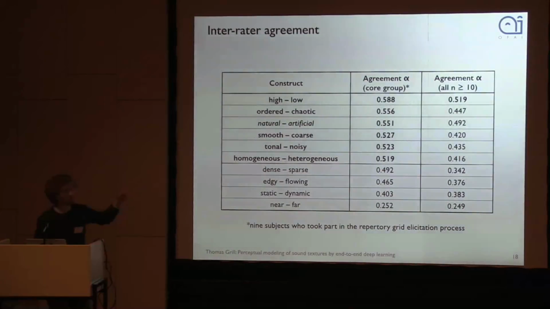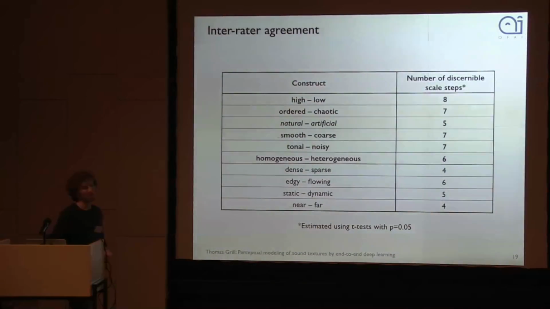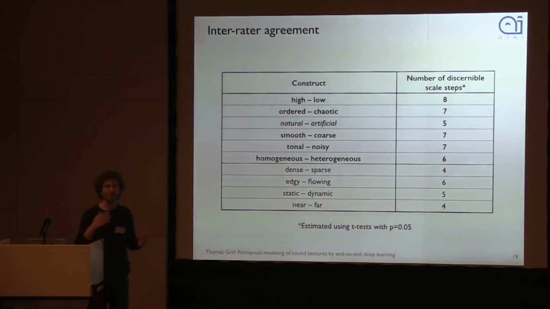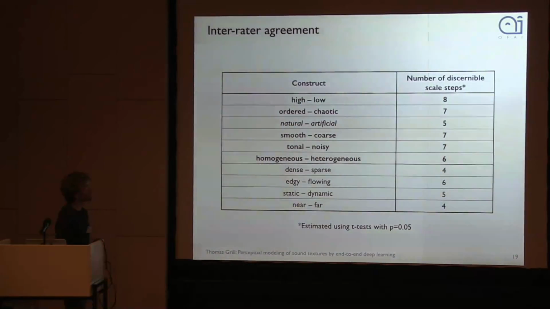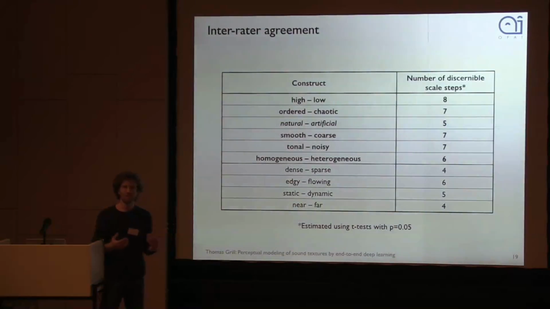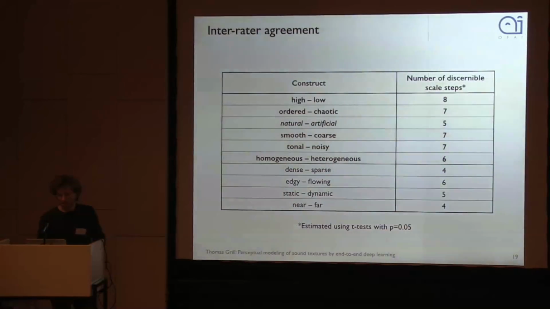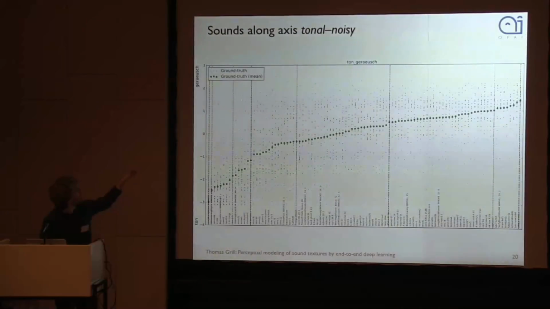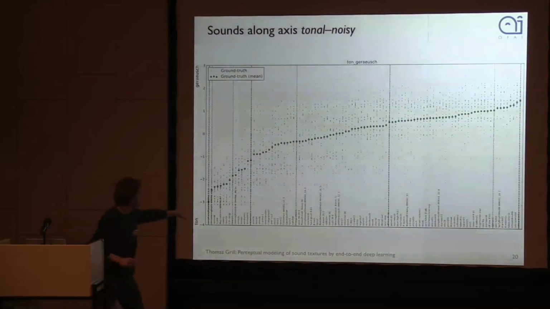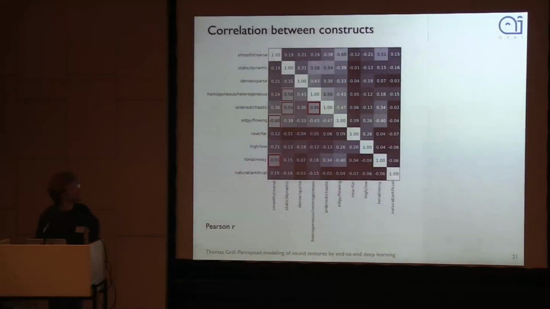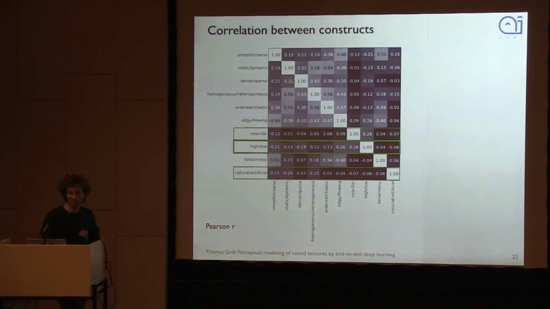What is also possible, since the agreement is so poor, is to measure how many discernible steps are actually possible. So it's more an ordinal scale. It turns out that there are 5 to 8 steps on the ordinal scale that are statistically significant. For the quality of tonal noise, it would look like this, where the steps are pronounced at the extremes and less pronounced in the middle. Of course, there's some intercorrelation between the qualities. For some of the axes it's rather pronounced, and for some it's not.